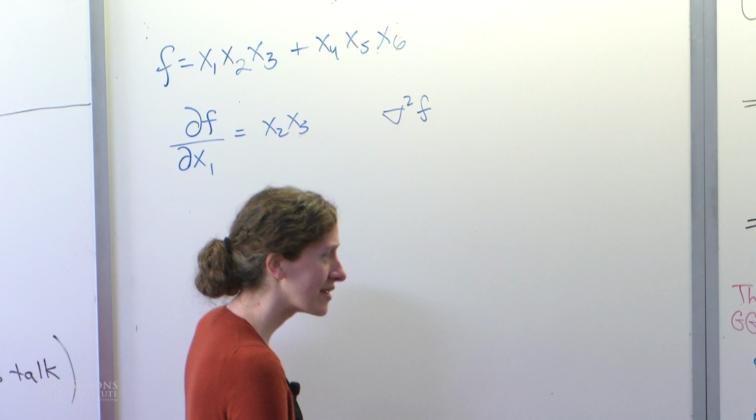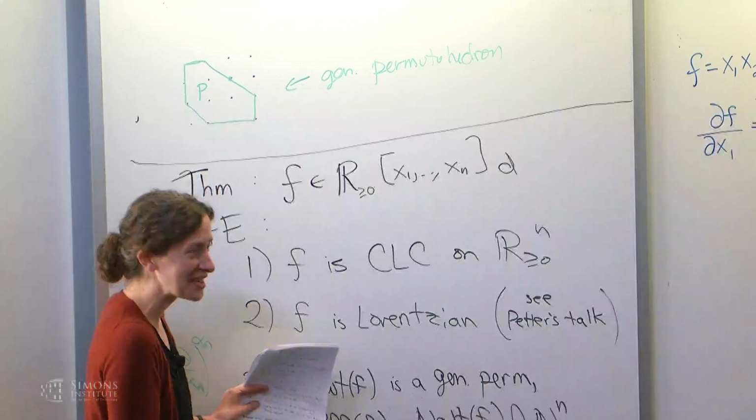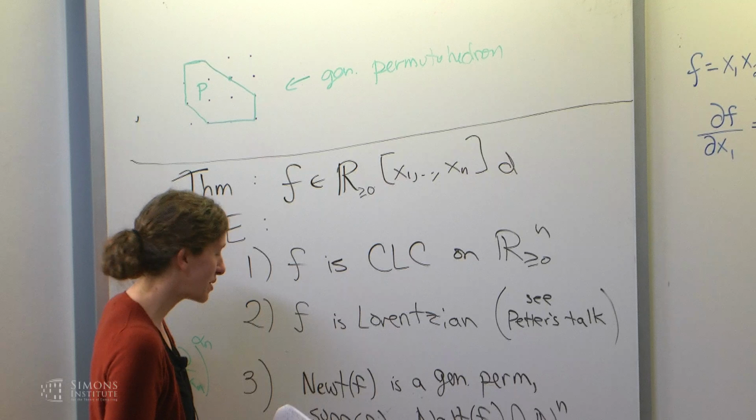So this part is necessary. There's lots of different ways to get to it. Peter and Junha have independently developed this class of polynomials, and they get to basically the same condition via a different route, but you need something. You need something here.